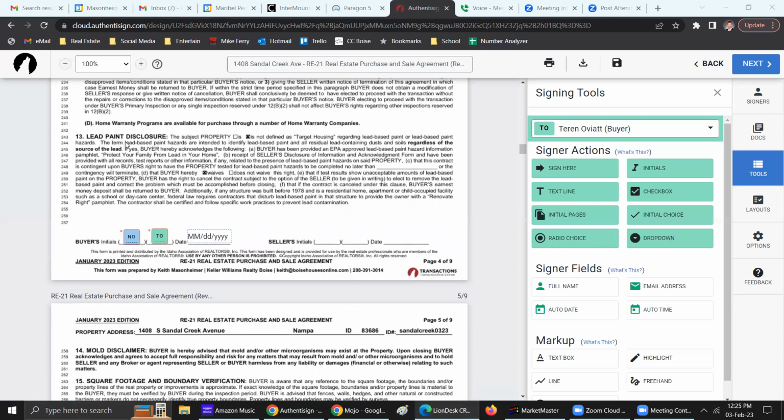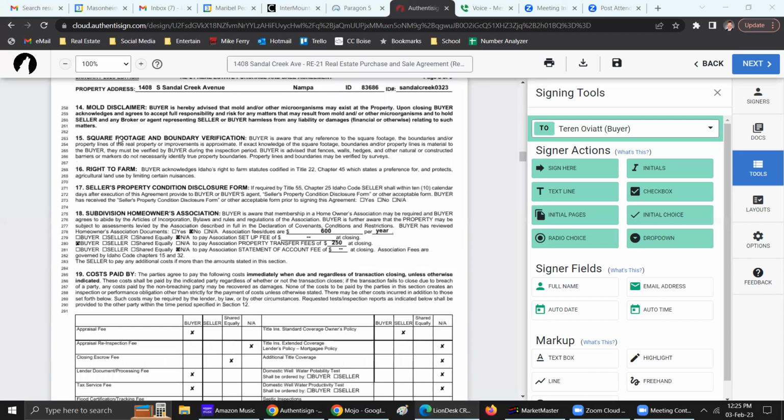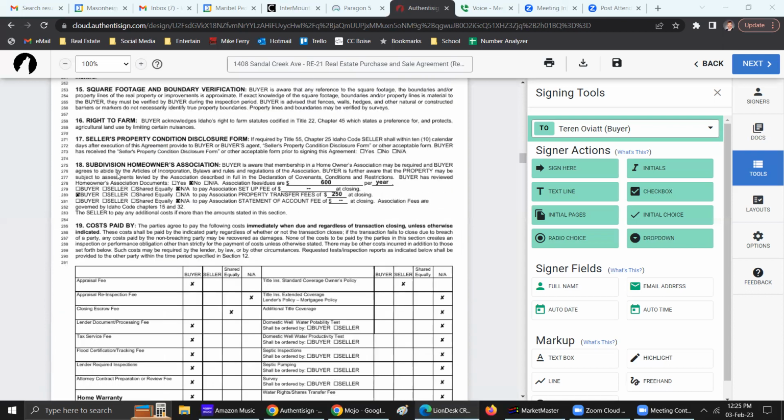Section 13 talks about lead-based paint, so that's not an issue because it was built after 1978, so I just checked those. These are just some disclaimers about square footage and inspections, and that was about it there. Property disclosure form, that's attached at the bottom of this, and it's basically saying the seller is providing all the information they know about the property, but we do still want to have an inspection just in case there's things that they're not aware of that may come up.